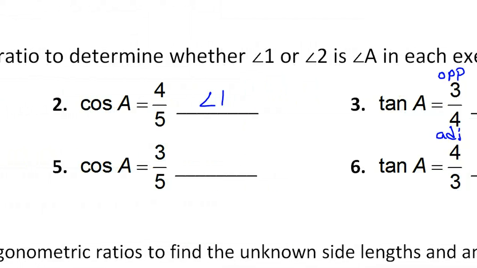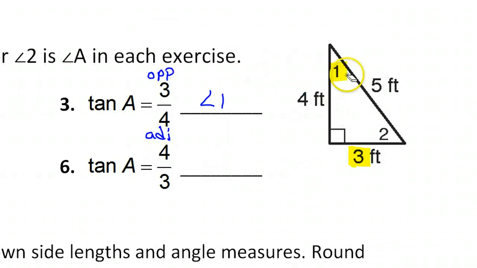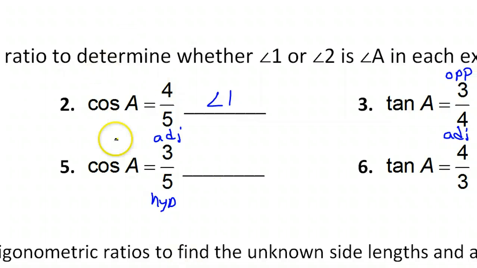Looking at number 5, cosine. Well, cosine is adjacent over hypotenuse, adjacent leg over the hypotenuse. So if 3 is the adjacent leg, then we must be talking about angle 2, because 3 is adjacent to angle 2, meaning 3 is right next to angle 2. So when we talk about angle A, we must be talking about angle 2.